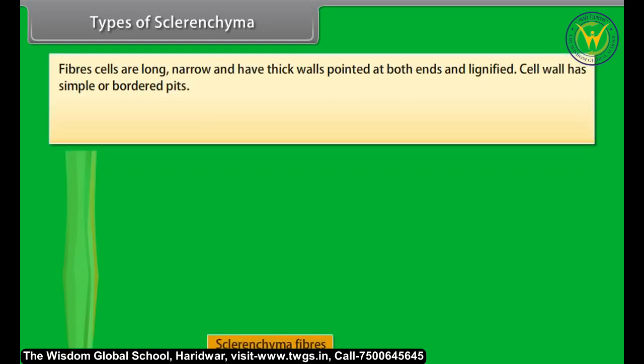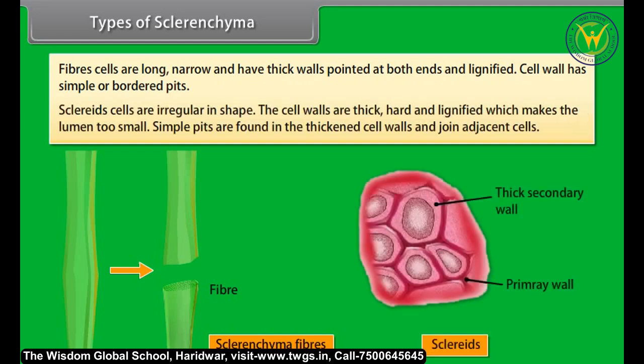Types of sclerenchyma. Fiber cells are long, narrow, and have thick walls pointed at both ends and lignified. Cell wall has simple or bordered pits. Sclereid cells are irregular in shape. The cell walls are thick, hard, and lignified, which makes the lumen too small. Simple pits are found in the thickened cell walls and join adjacent cells.